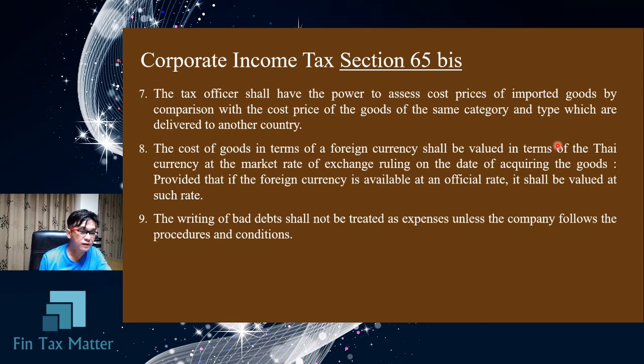Next one for section 65 tri is number 9, the writing off of bad debt expense. Okay, the writing off of bad debt expense will not be treated as an expense. It means that under section 65 tri number 9, they do not allow it as an expense for the bad debt written off unless the company follows the procedure and condition.